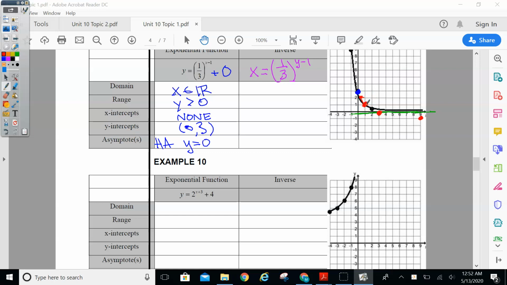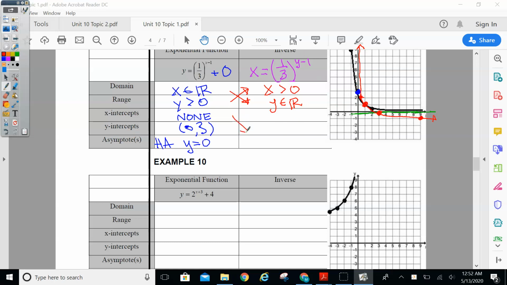So this part is going to go down forever this way. But this one, since this had a horizontal asymptote at 0, this one's going to have a vertical at 0. So this part's never going to cross the x-axis, or the y-axis. Okay, so now we just switch everything around. So now x is greater than 0, and y is all real numbers. It's still going to go down and up forever, but now it can't cross the x-axis.